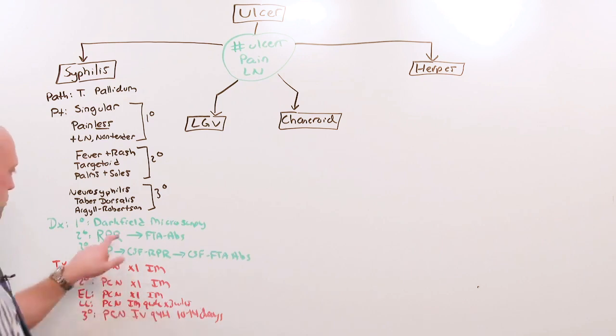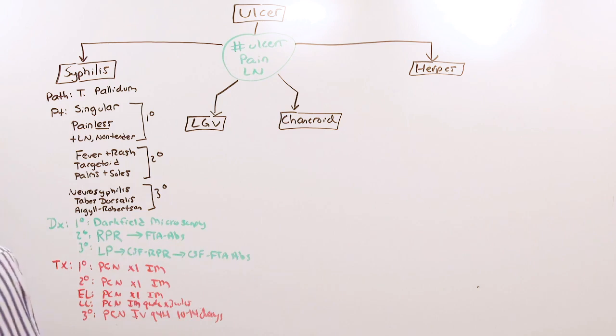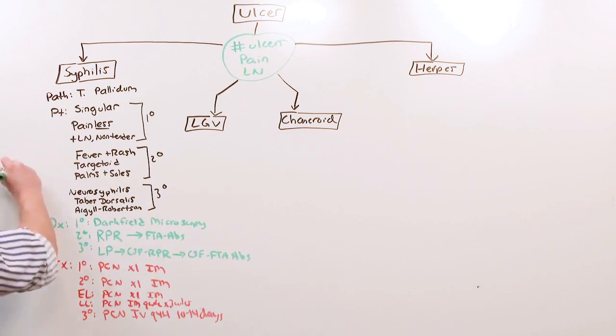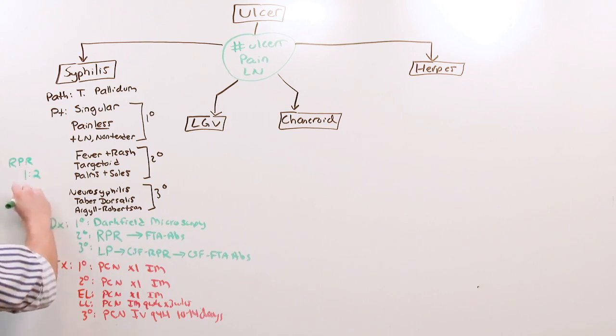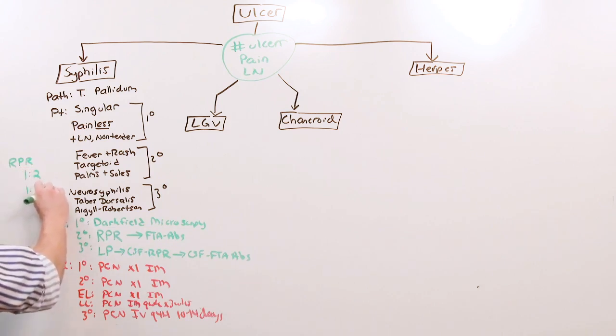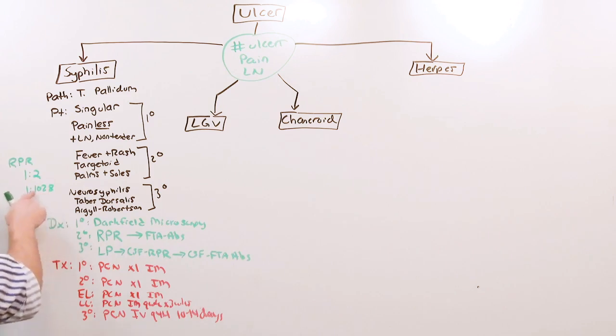And I also want to mention the RPR because this is important. The RPR is generally presented as a number, colon, another number. This is not a fraction. The bigger the number after the colon, the more positive the RPR. It's the number of dilutions in which the RPR test is still positive.